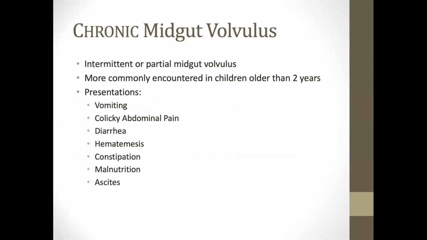Chronic midgut volvulus happens in intermittent or partial midgut volvulus. Actually, it's more common in older patients, more than 2 years. Presentation: intermittent vomiting, maybe bilious or non-bilious, colicky abdominal pain, diarrhea due to malabsorption, sometimes protein-losing enteropathy, hematemesis, constipation due to dysmotility, malnutrition, and chylous ascites.